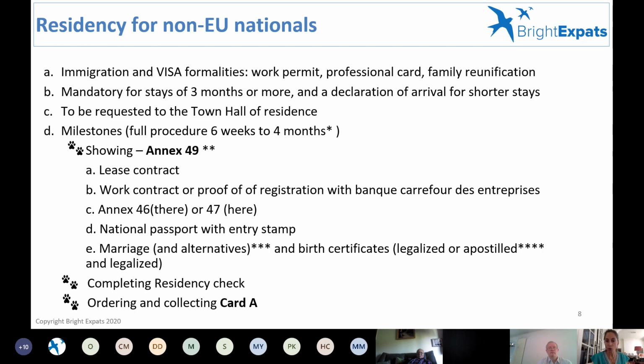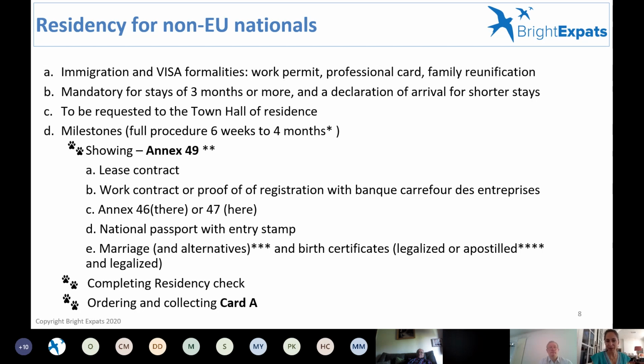If you show those documents, it should be enough for the town hall, with your national passport of course, to process your registration. But we see on the field that some town halls still ask for your work contract or single permit, and proof of registration with the Banque Carrefour des Entreprises in case you have applied for a professional card.